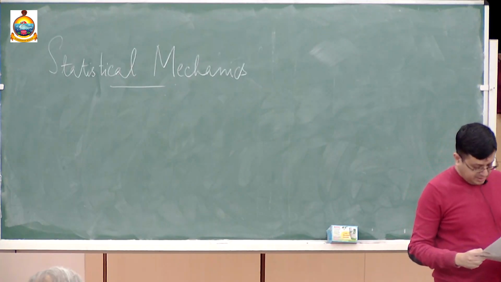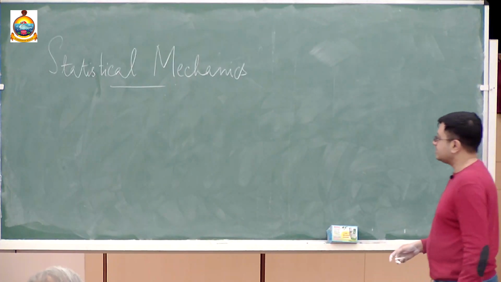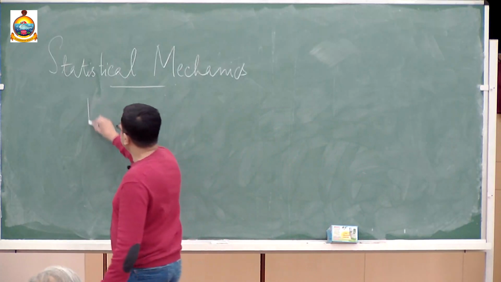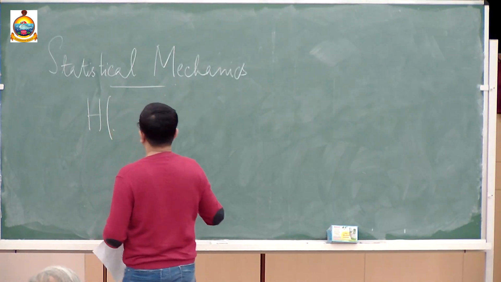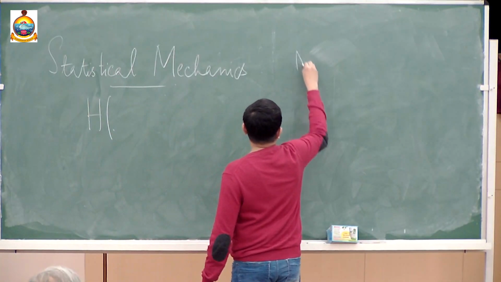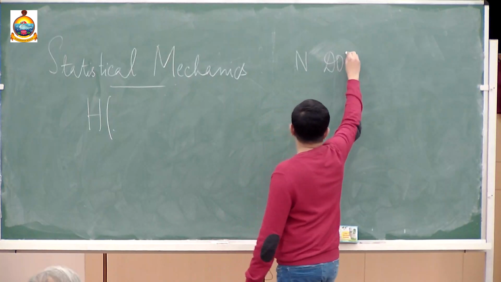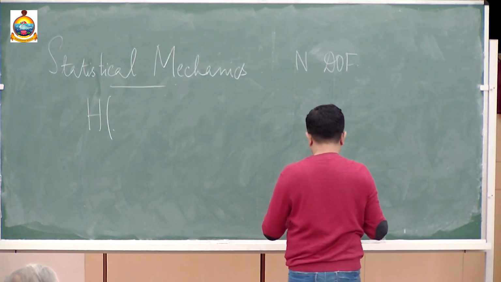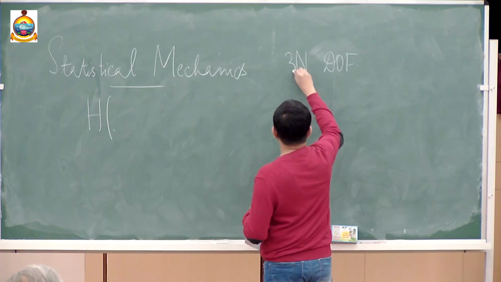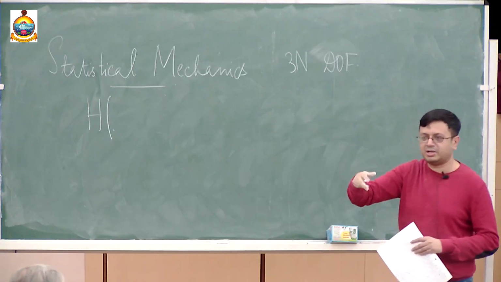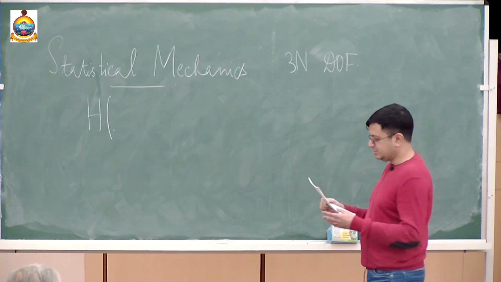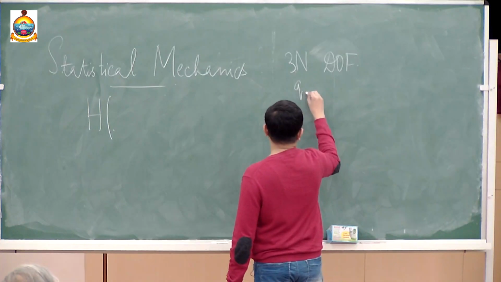Like I said, your starting point is a Hamiltonian. So you are given a Hamiltonian. First of all, you have n degrees of freedom, and let me call them 3n degrees of freedom. What I am thinking is, let's say particles moving in 3 dimensions or something. So you have 3n degrees of freedom.